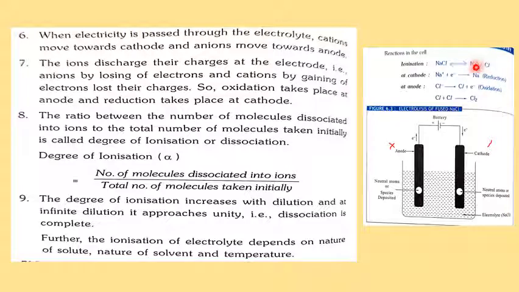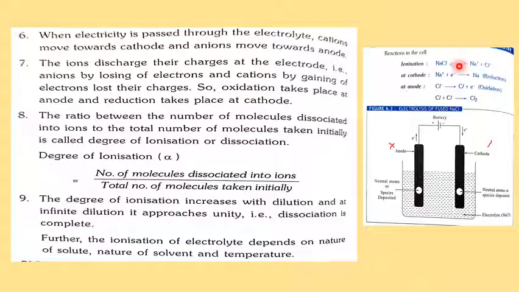The total positive charge of the cations is equal to the total negative charge of the anions, so the electrolyte behaves as electrically neutral. The properties of an electrolyte are the properties of the ions produced. Next, the process of ionization is reversible.